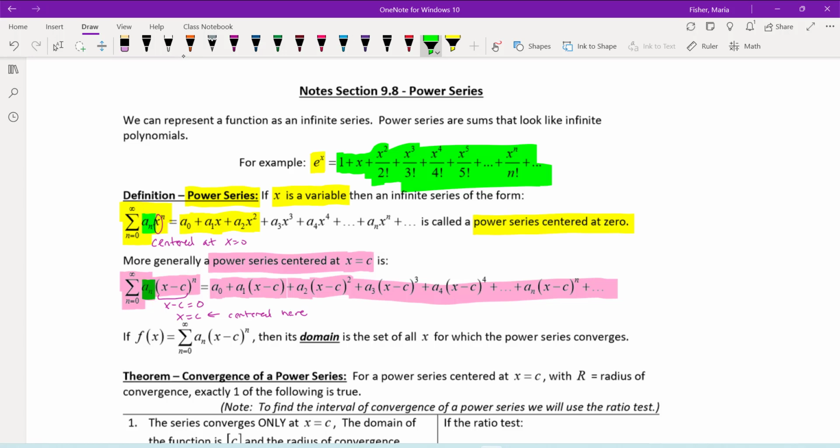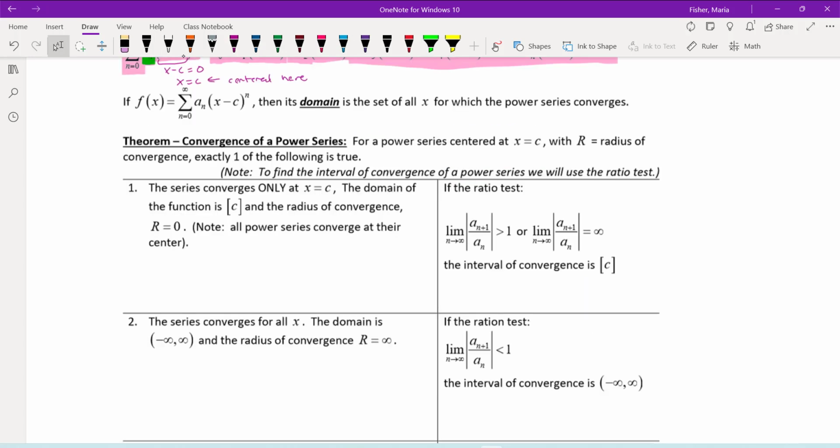Now what we're going to do first again is find the domain of the series, and remember, domain just means what x's can you actually plug into your function. Since we have our function here as a power series, what we're concerned with is what x's can we plug into our power series for that power series to converge. How do we do that? We look at this theorem, convergence of a power series.